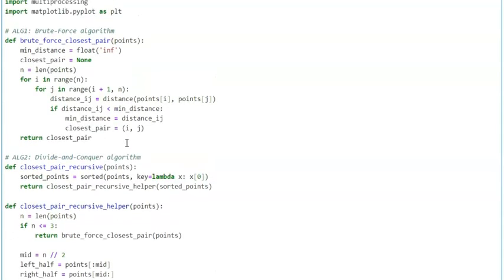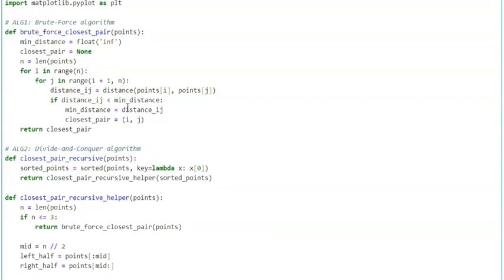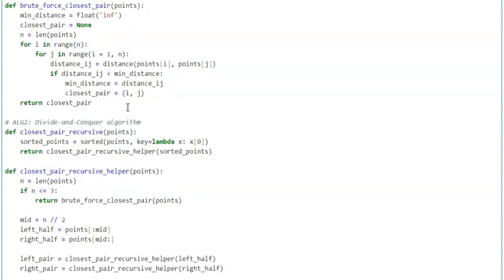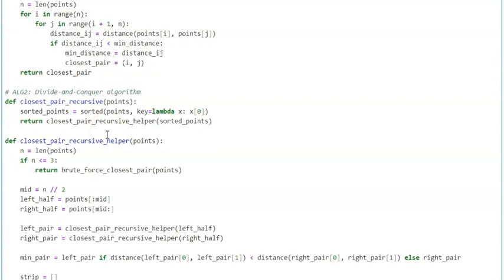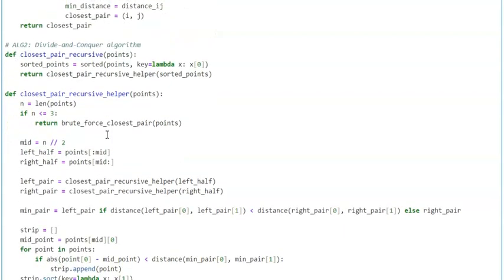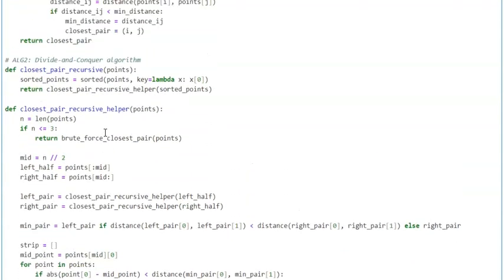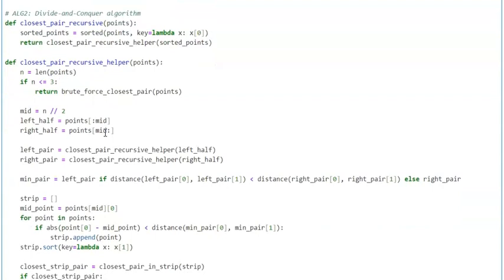As we can see in the function here, the brute force algorithm examines every pair of points, which results in a quadratic time complexity of n squared. Then we use the divide and conquer algorithm, which sorts the points and then uses a recursive approach, which helps in reducing the time complexity from n squared to n log n.